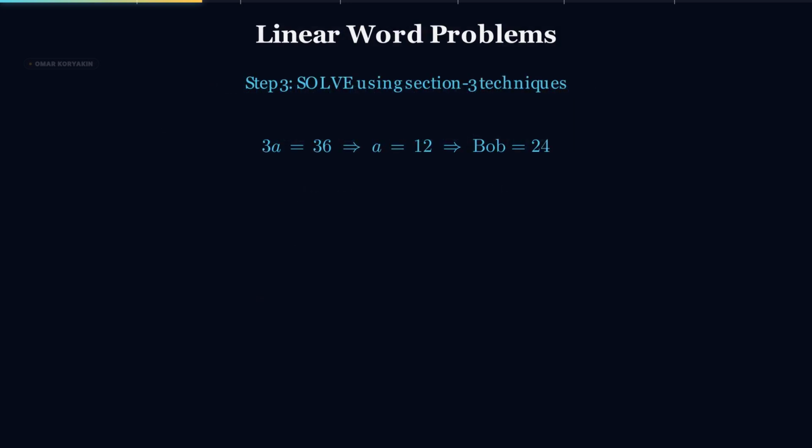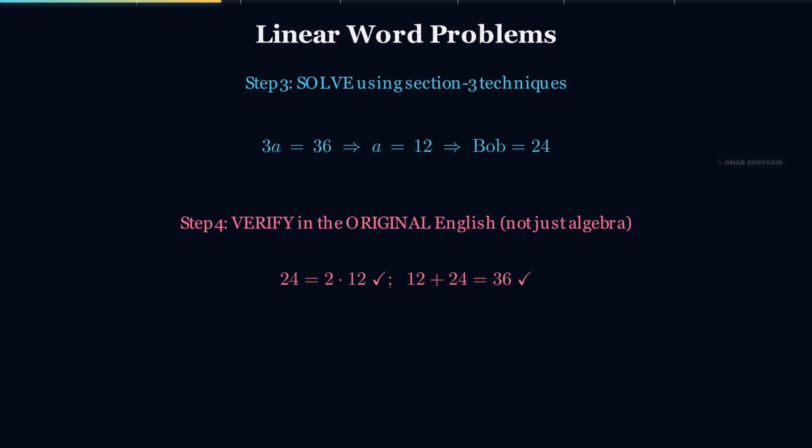Step 3 is solve the equation using Section 3 techniques. The equation produced by translation is typically a 1-step or 2-step linear equation, sometimes with variables on both sides or with parentheses to distribute. Apply the inverse operation procedure with reverse PMDS order to isolate the variable. The solving phase is mechanical once the translation is done correctly.